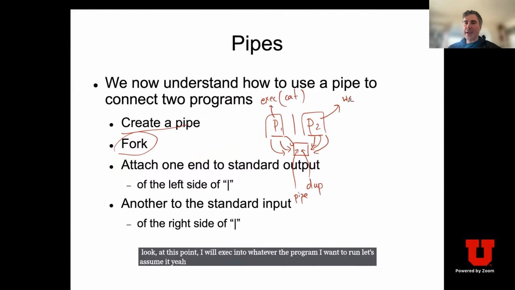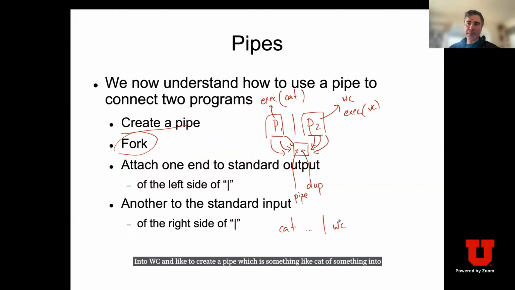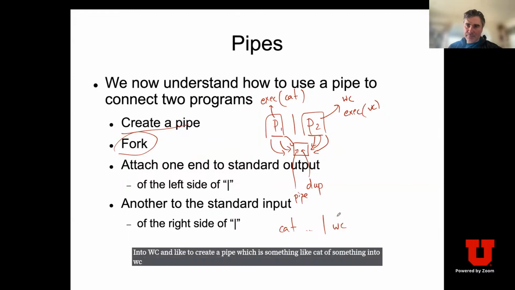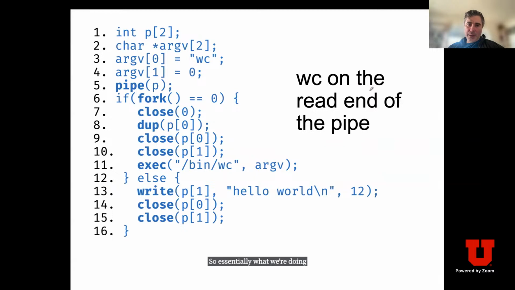And I will exec into WC, and create a pipe, which is something like cat of something into WC, right? So let's take a look at a concrete example. This is a piece of code which works in x86 and most likely works on Linux as well. Essentially what we're doing is word count on the read end of the pipe.